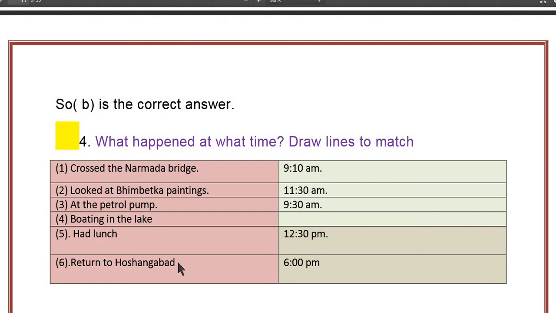Here boating in the lake timing is not there. Here we have to write 3 p.m. Boating in the lake, 3 p.m. Okay, students, you write here boating in the lake, 3 p.m.